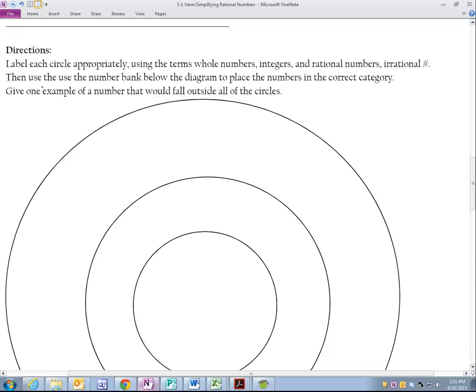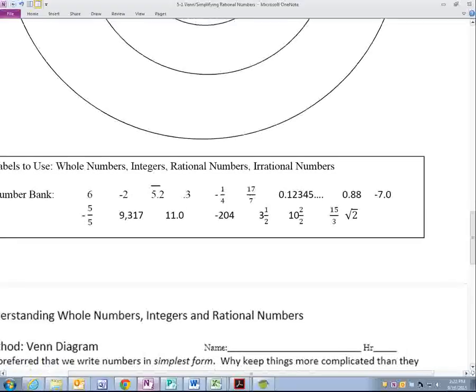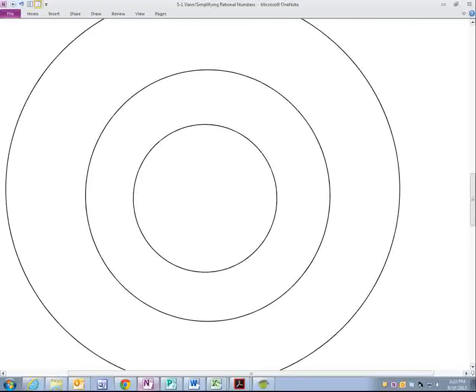So we have that number bank down below, and we have to put all of them somewhere. Now I'm going to find the most specific classification, which is whole numbers. Can someone please tell me a whole number from that number bank?